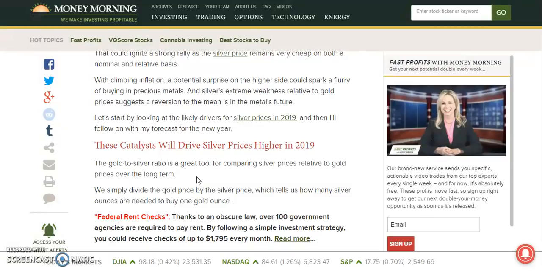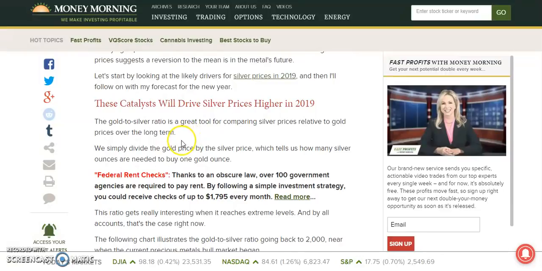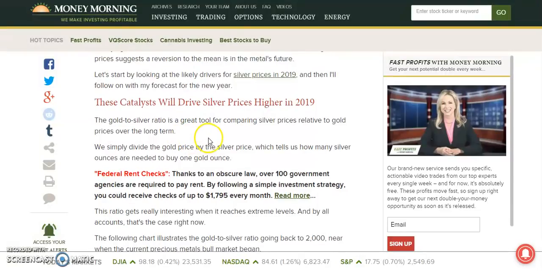With climbing inflation, a potential surprise on the higher side could spark a flurry of buying in precious metals, and silver's extreme weakness relative to gold price suggests a reversion to the mean is in the future. Talking about the gold to silver ratio is so out of whack right now, there should be a correction coming up, and that correction would not only be pushing gold cheaper, but pushing silver higher and more profitable. Let's start by looking at likely drivers for silver prices in 2019, and I'll follow on with my forecast for the new year. These catalysts will drive silver prices higher in 2019.